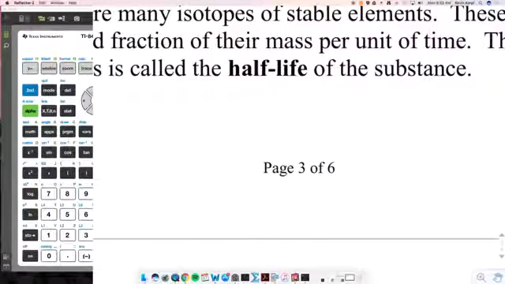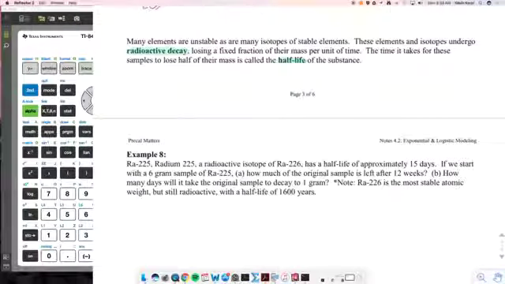We usually measure the instability of an isotope by talking about its half-life, all right? So the half-life is the amount of time it takes for that substance to lose half of its current mass, all right? So if it starts with 100 grams and the half-life is 5 days, then after 5 days, it's going to be half of what it started. It's going to be 50, so on and so forth, all right?